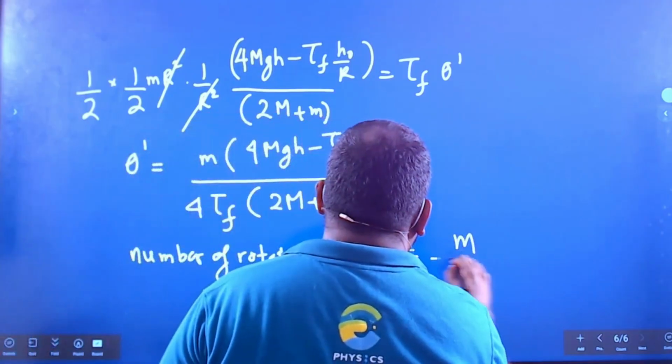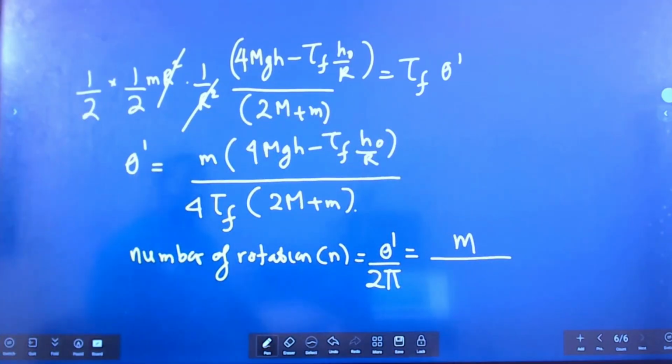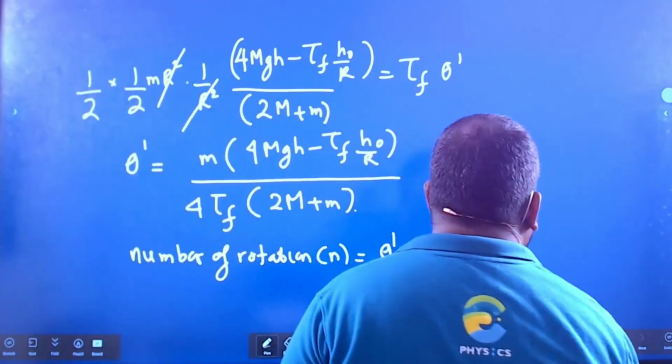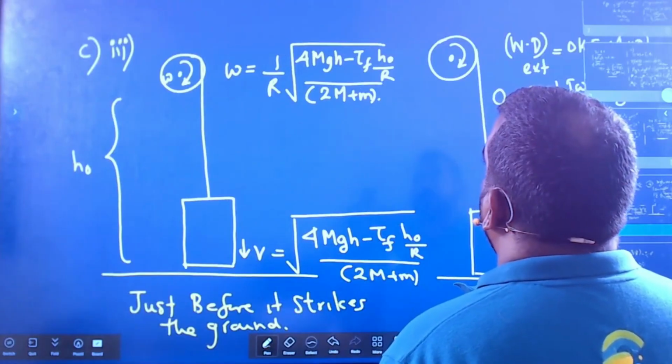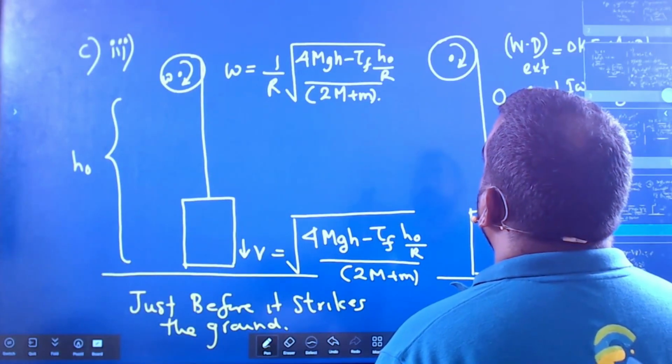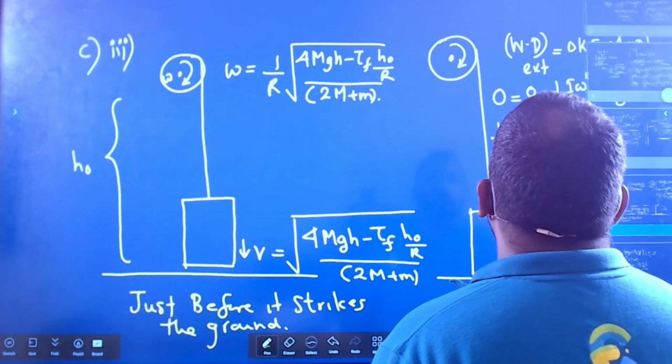So the moment of inertia part is half simple m into omega squared. Omega squared means the square root will disappear. So no square root.